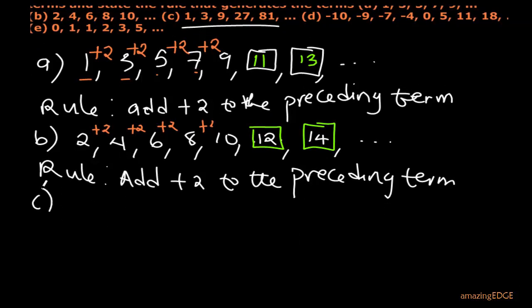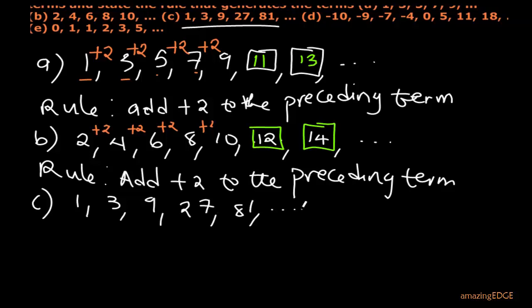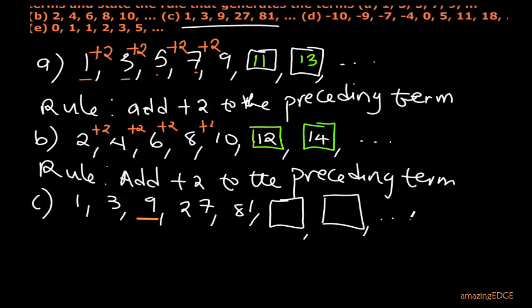Then let's look at the C part and see what is happening. In the C part, you have a set of numbers of this form: 1, 3, 9, 27, 81, and so on. We need to get the next two terms. So what will be inside this box? You have to study the sequence and see how it is behaving. This is 1, this is 3, this is 9. This 9 looks like 3 times 3. Look at 27, that is 3 times 9. 3 times 27 is 81. You see that you are multiplying each term by 3. So you multiply the preceding term by 3 to get the next term.